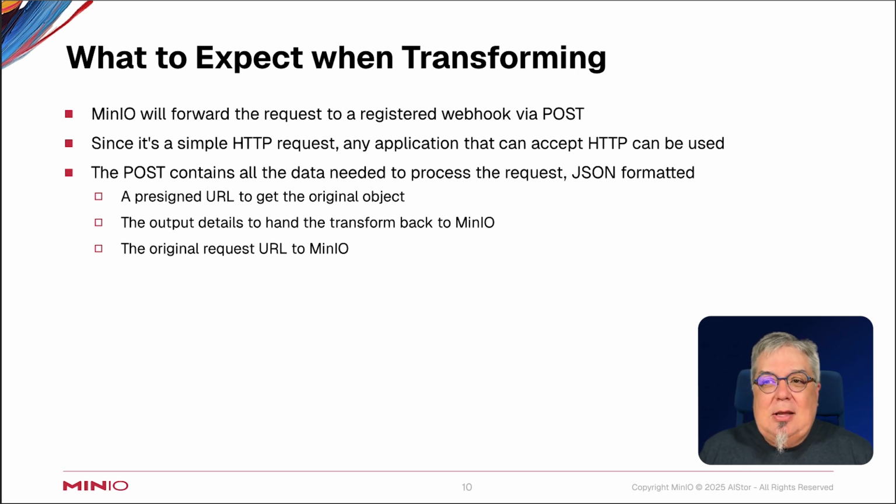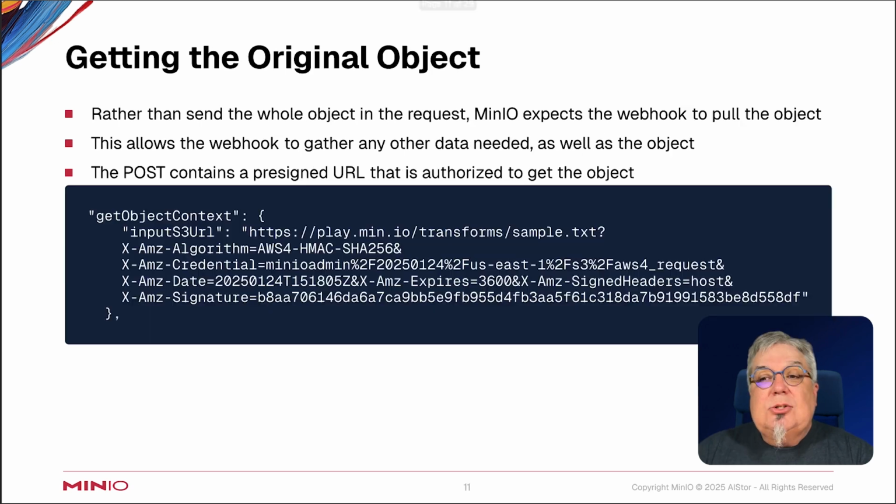It's great. It also has output details to hand the transform back to MinIO so that MinIO can then hand it along to the client. And then we also get the original request URL, the original URL encoded request sent to MinIO. The reason that's important is that it allows us to have extra data sent in via the URL. So, getting that original object: rather than sending the whole object in the request, MinIO expects the webhook to pull the object. So this is very important.